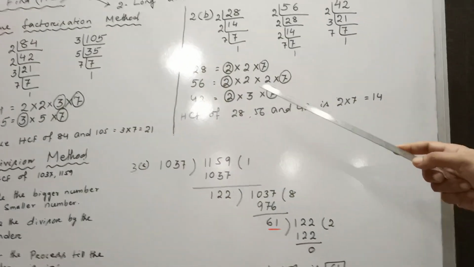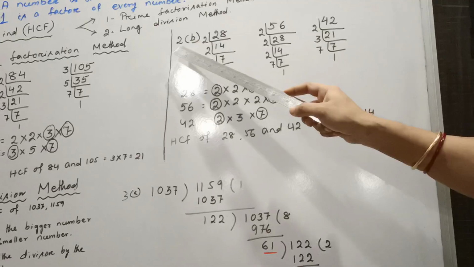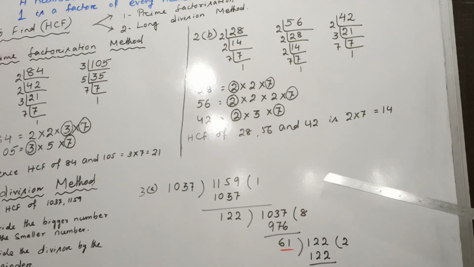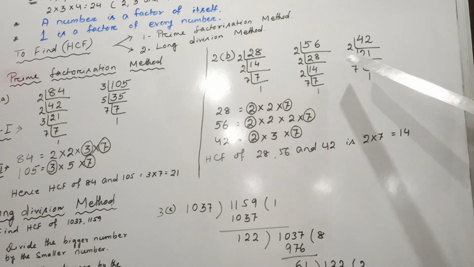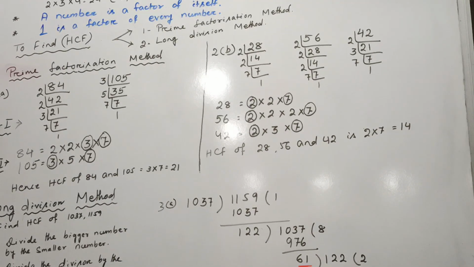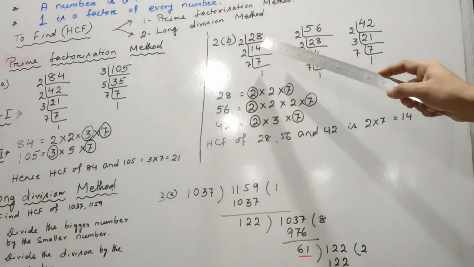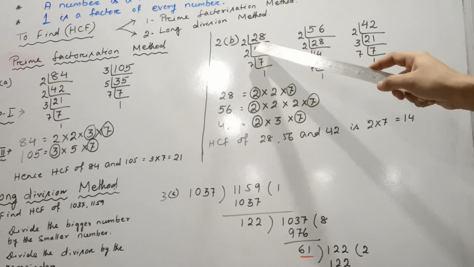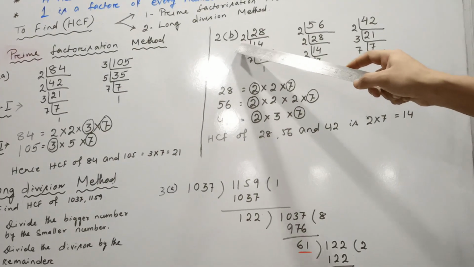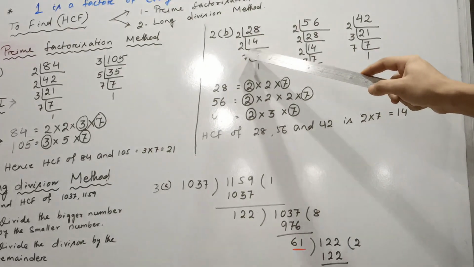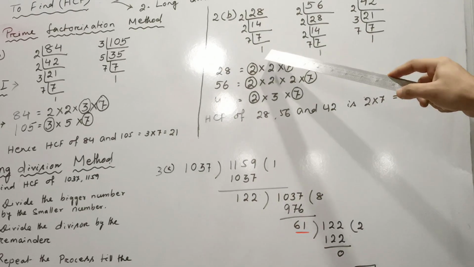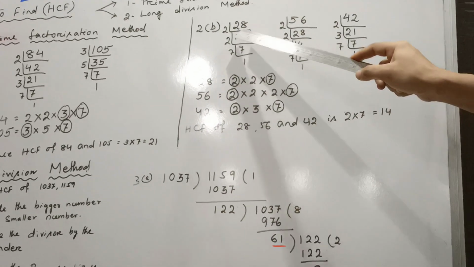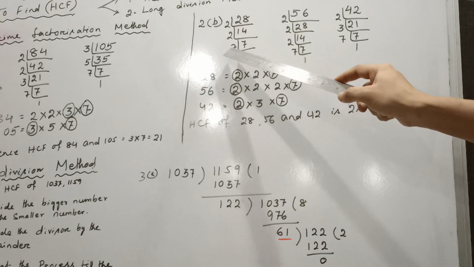Then you see the next question, question number 2B. Here also you have to find out the HCF of 28, 56 and 42. Three numbers are given. Process is same. 28, first find out the factors of 28. 28 divided by 2 is 14. 14 divided by 2 is 7. 7 divided by 7 is 1. So factors of 28 are 2 into 2 into 7.